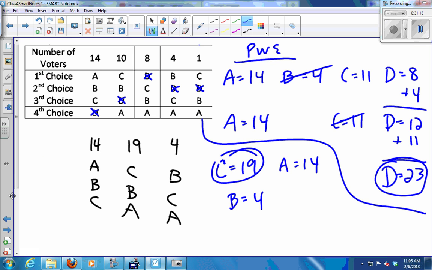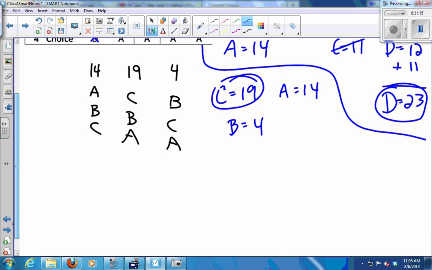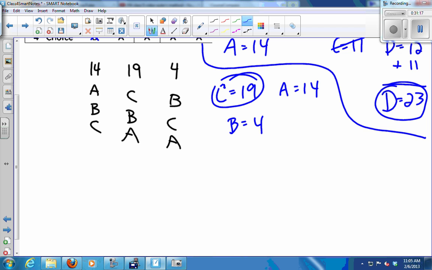Now we eliminate C, right? C now has a place, so we are going to have a runoff where C is now gone. Get rid of C. Make a new preference schedule.